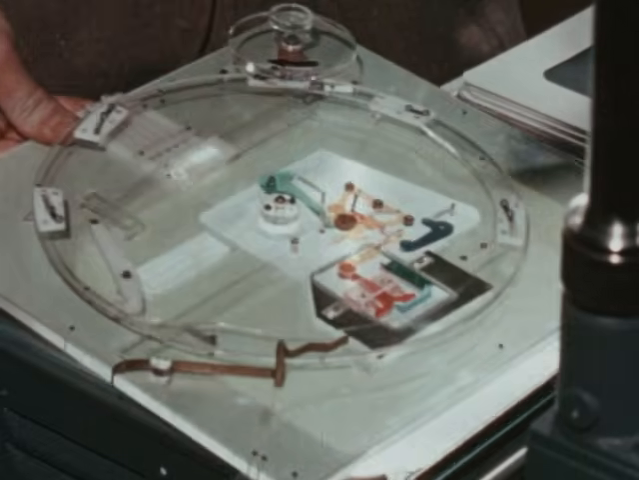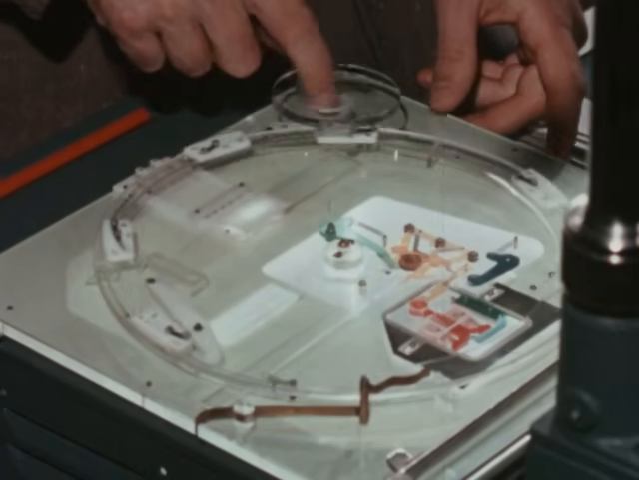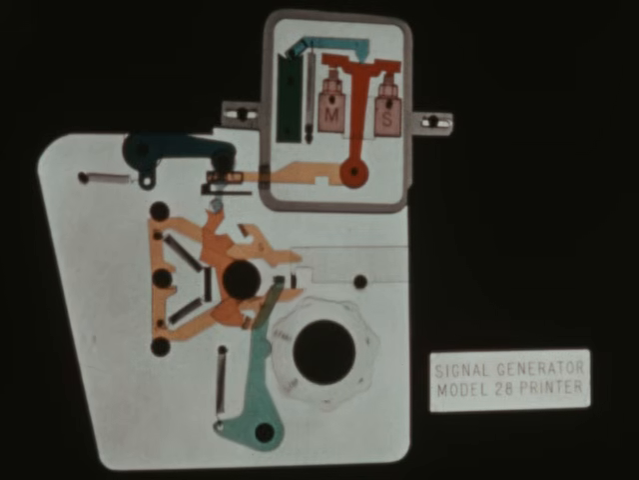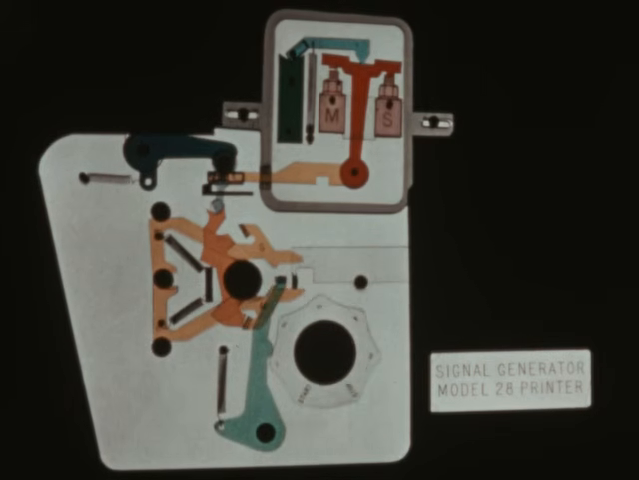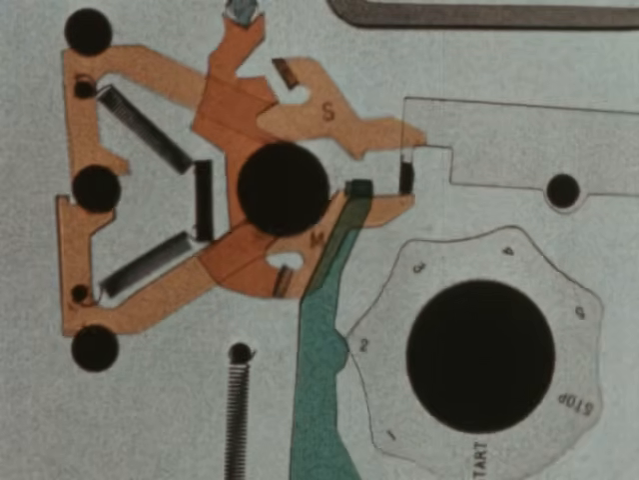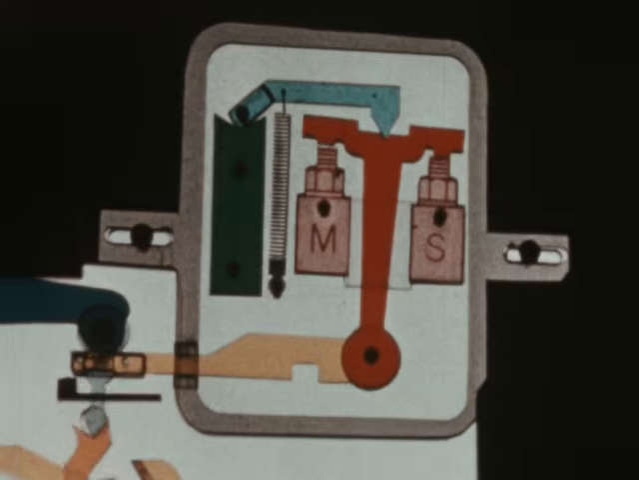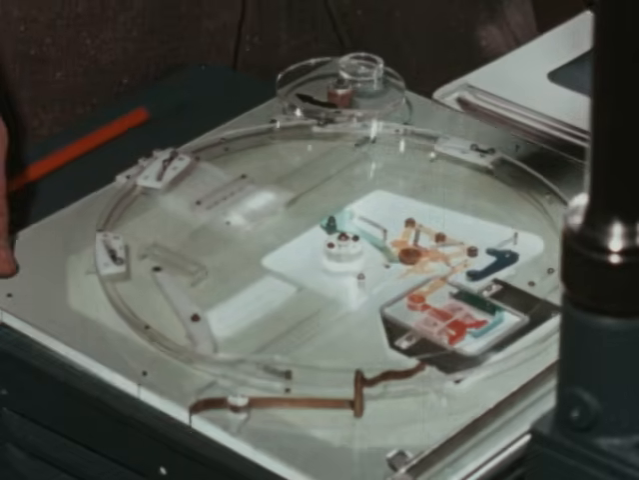An example of a more complex device is this working model of a signal generator. Here, many parts are seen functioning at the same time. The relationship of the parts and their movements can be more easily explained and discussed because the instructor is able to repeat the cycle as often as necessary.